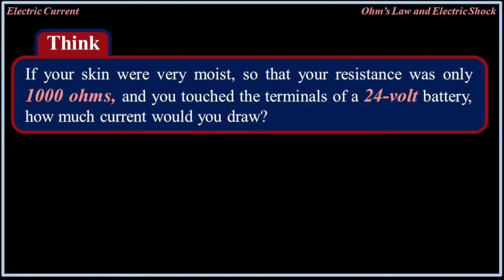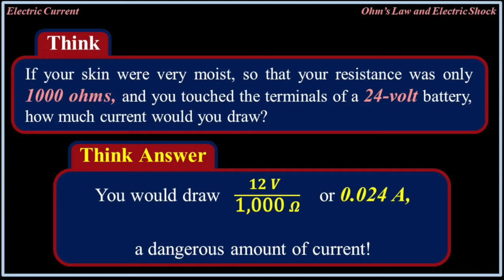If your skin were very moist so that your resistance was only 1,000 ohms and you touched the terminals of a 24-volt battery, how much current would you draw? You would draw 12 volts divided by 1,000 ohms, or 0.024 amps, a very dangerous current.